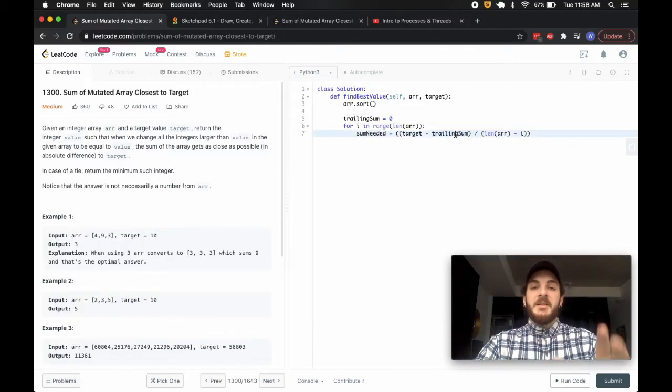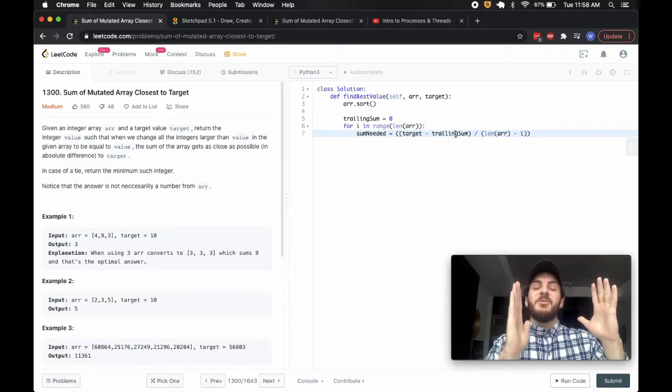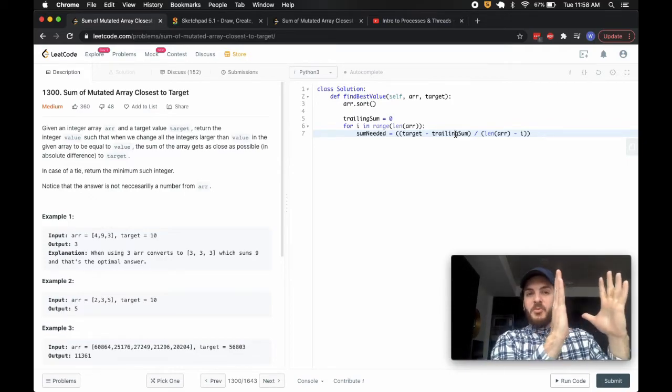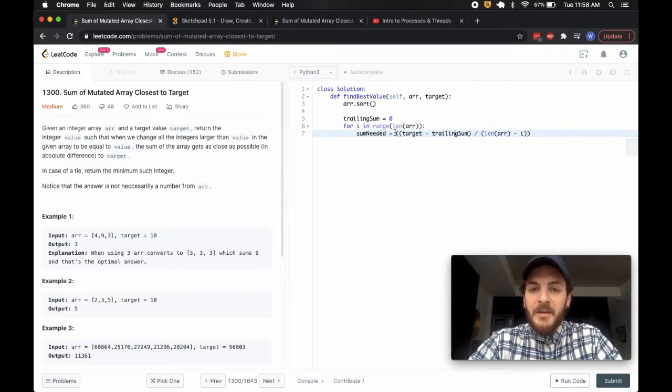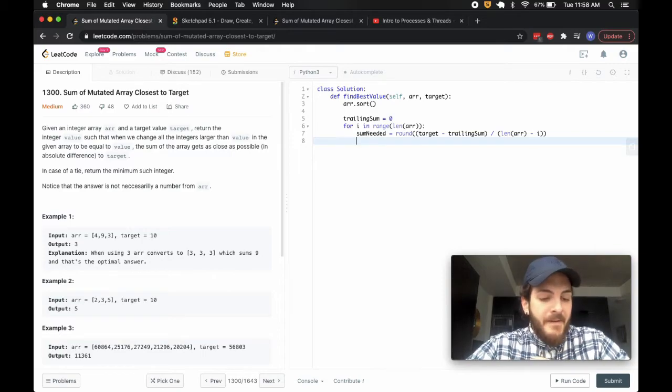The trailing sum tells us that we have an invariant sum that we've already taken into account, and as we're shortening the array, it's more fixed. We only have a smaller amount we can play with. And to get this number, like we said, we're going to round it so we get actual integers.